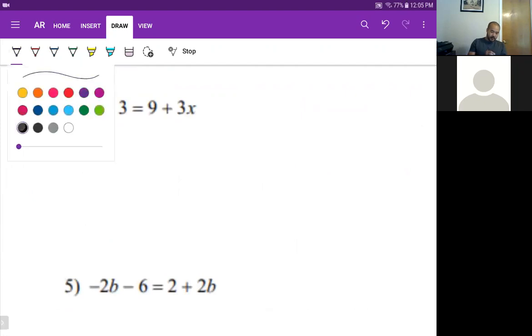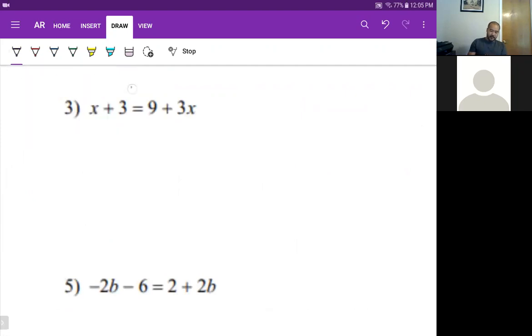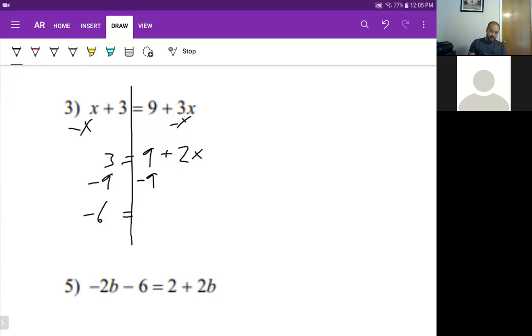So starting off here, just basic algebra, get x by itself. I'm going to get rid of the smaller x first. So minus x, you have 3 equals 9 plus 3 minus 1 is 2, x. Then subtract 9 from both sides, you get negative 6 equals 2x. Divide both sides by 2, and then you get negative 3 equals x here.